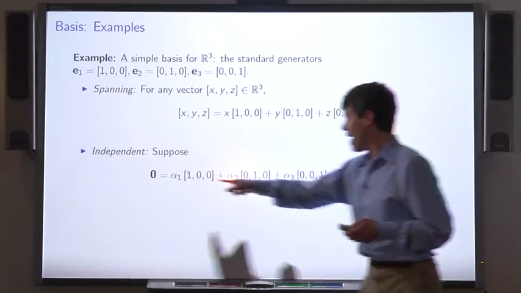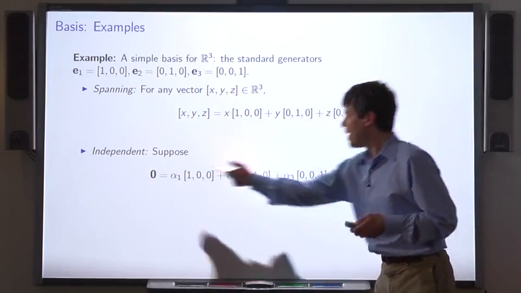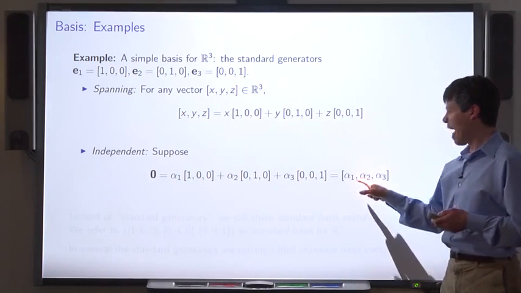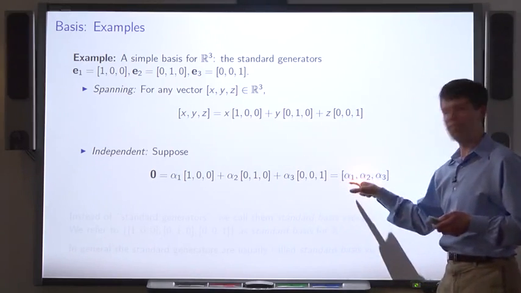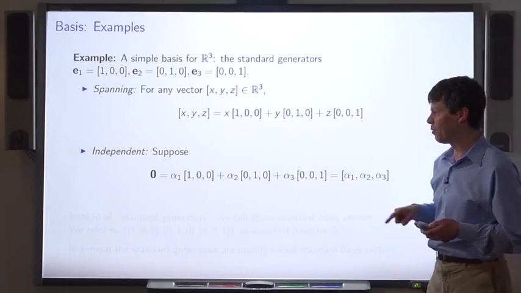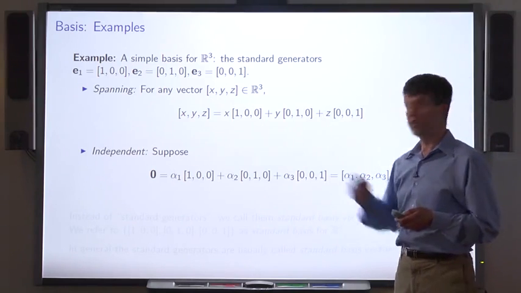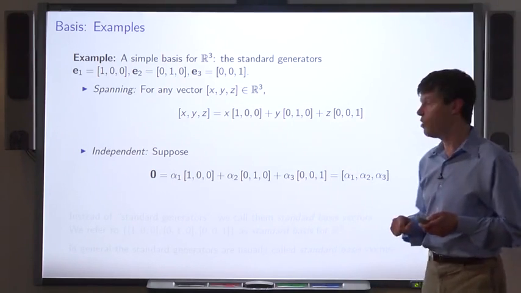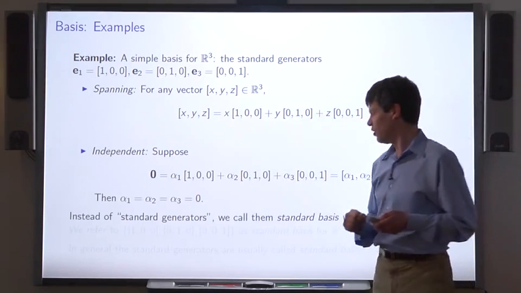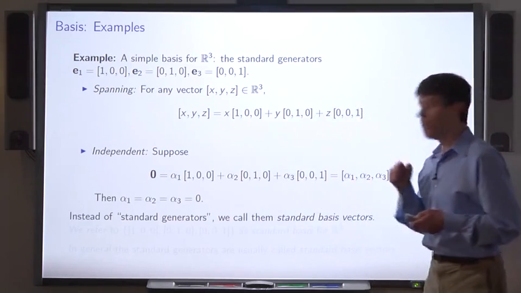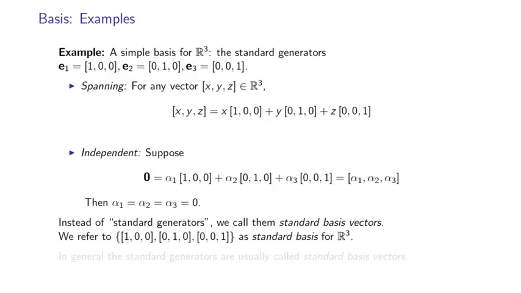Suppose you could write 0 as a linear combination of these vectors. Let's add up the linear combination. We get alpha 1, alpha 2, alpha 3. Well, if that's equal to the 0 vector, it must be that alpha 1, alpha 2, and alpha 3 are all 0. That is, the linear combination is trivial. So that shows those vectors are linearly independent. Now, instead of standard generators, we'll call them standard basis vectors. We refer to the set of these vectors as the standard basis for R3. And in general, the standard generators are really called standard basis vectors.